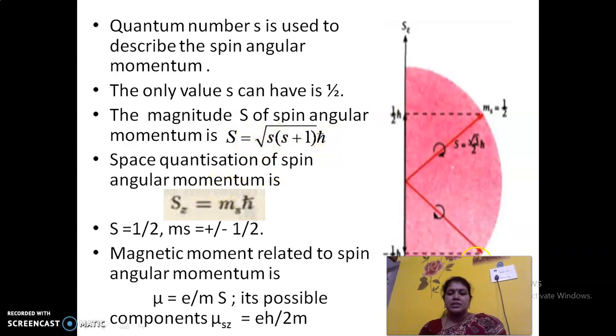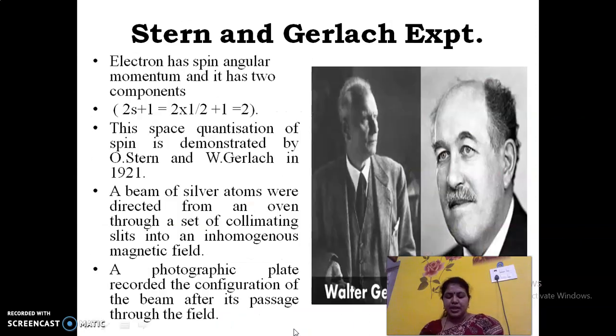And the possible orientations of spin angular momentum are given by the space quantization rule. Sz is equal to ms h cross, where ms can take plus or minus half, so 2 possible orientations. And the magnetic moment related to spin angular momentum is mu equal to e by m into S, and its possible orientation component is mu Sz, which is given by e h cross by 2m.